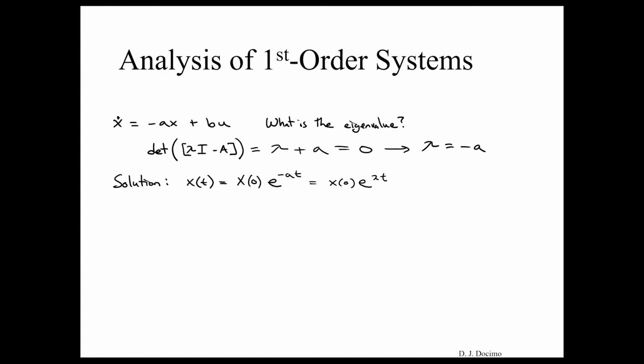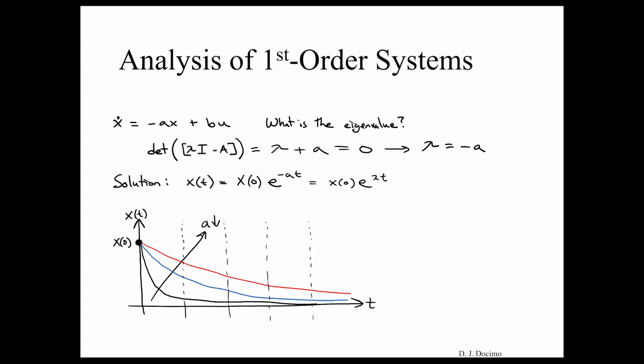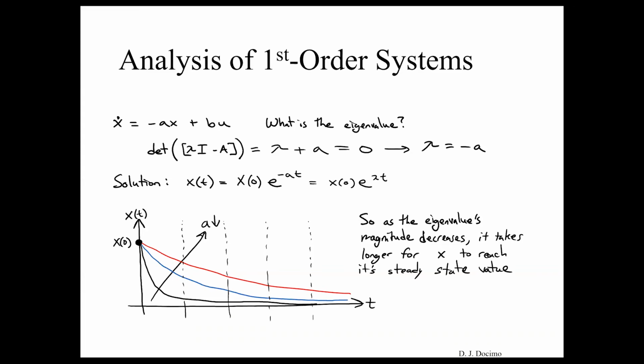So what happens here for different cases of a, or lambda? If a is very, very big, which means that we have e to the negative of a very big number, we're going to get this black curve here. As opposed to the red, where a is going to be very small in magnitude, which means we have a very small eigenvalue, like negative 0.01 or 0.001. So what's going on here? As the eigenvalue's magnitude decreases, it takes longer for x to reach its steady state value, to approach 0 in this case.